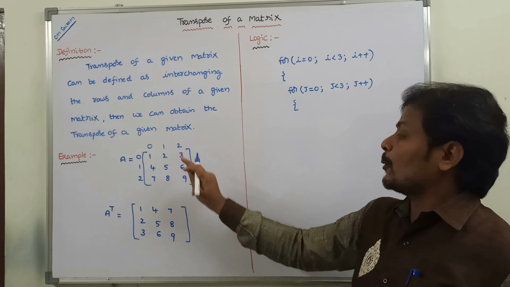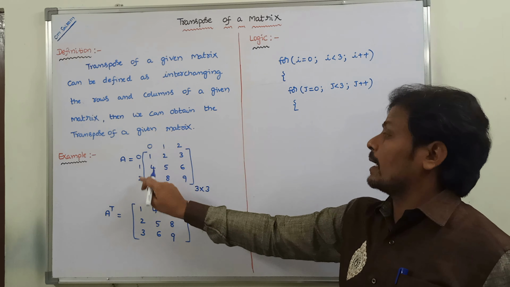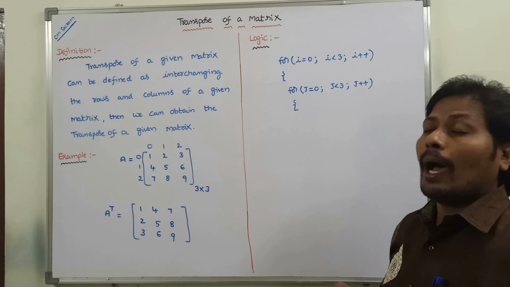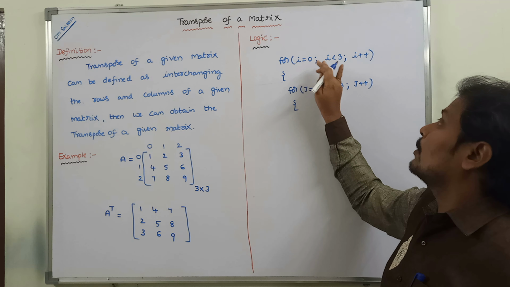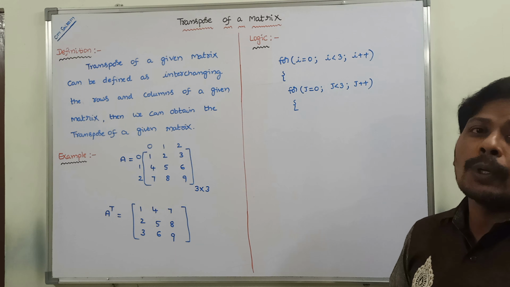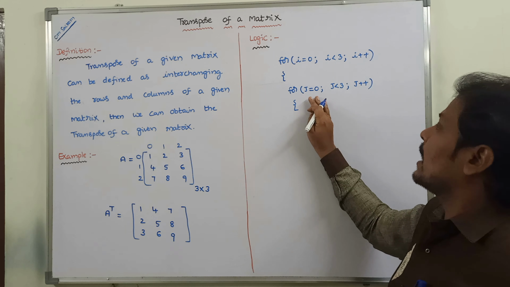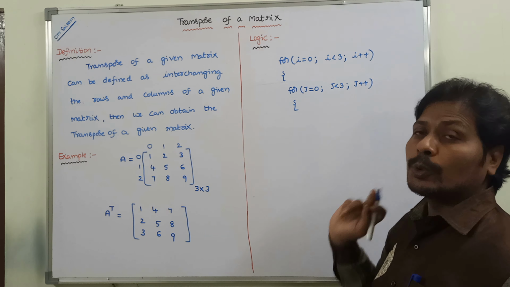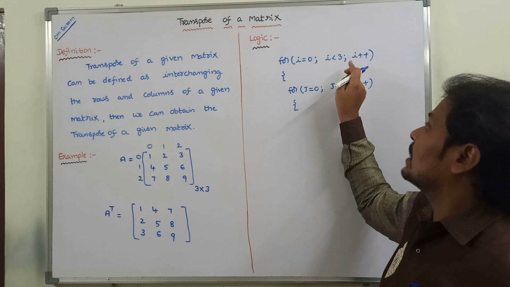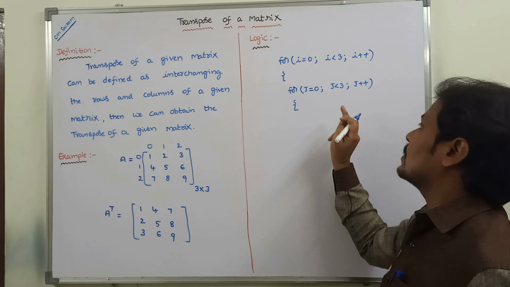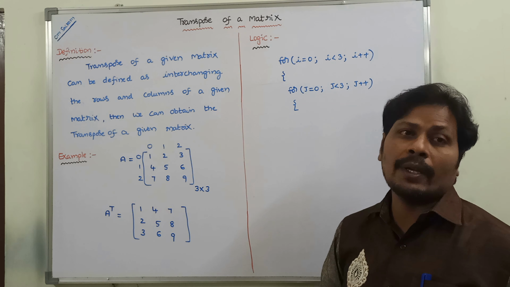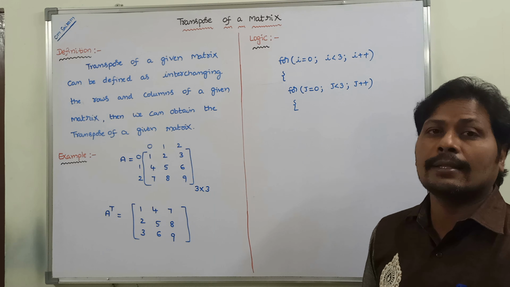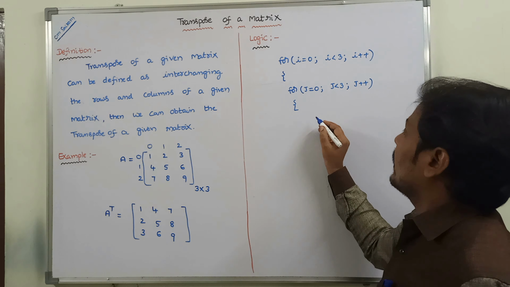How many rows are there? 3 rows are there. So i equal to 0, i less than 3. Variable i varies from 0 to 2. Variable j varies from 0 to 2. So i represents the rows of a given matrix, j represents the columns of a given matrix, where row size is 3 and column size is 3.